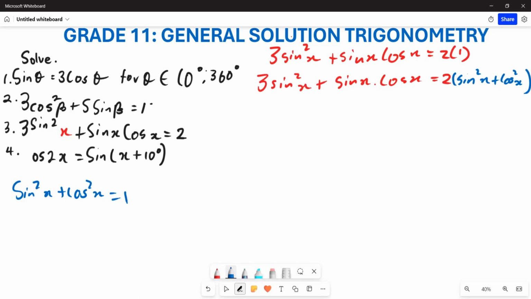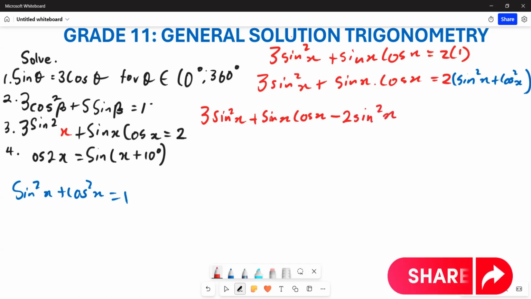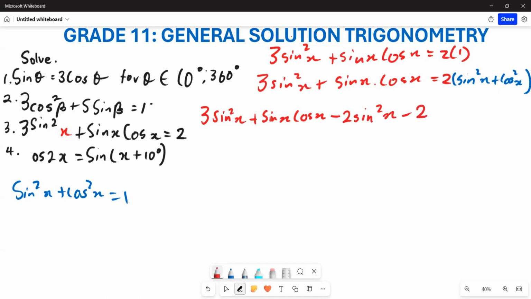Can you see that this is going to be the same as, let me just write this here now. So this is going to be 3 sine squared x plus sine of x cos of x. Subtract, when you distribute the 2 outside, can you see that this is minus 2 sine squared x? Then when you take the cos, this side is also going to be minus 2 cos squared x is equal to 0. And now, can you see what it is that you are having here?